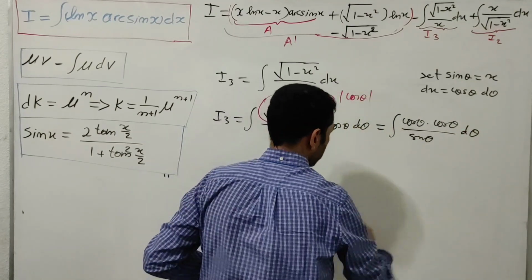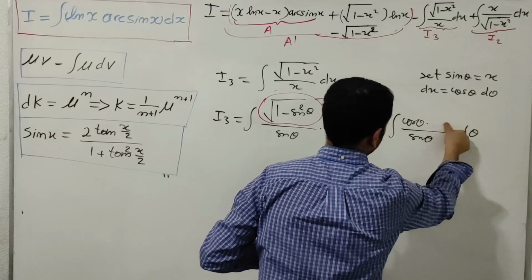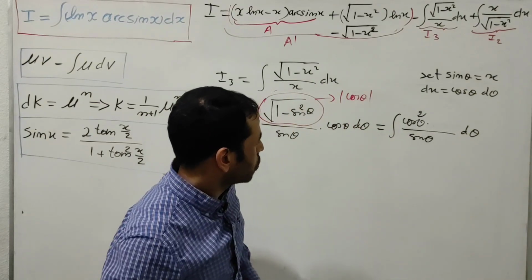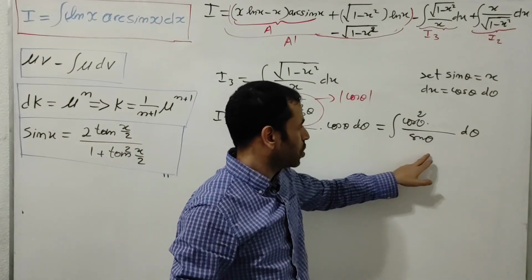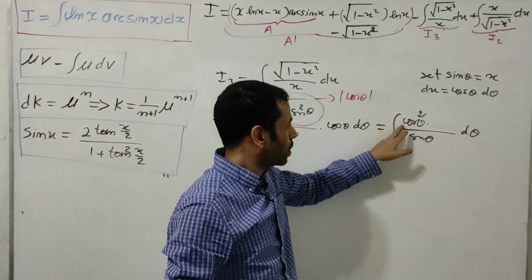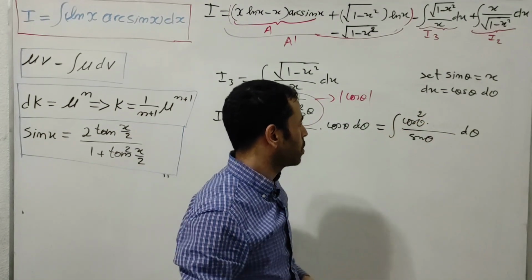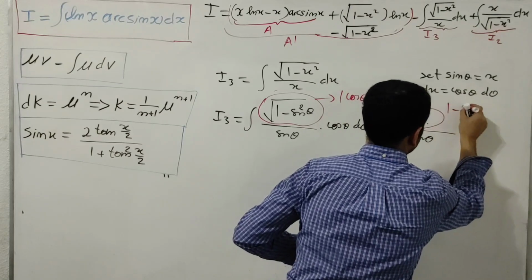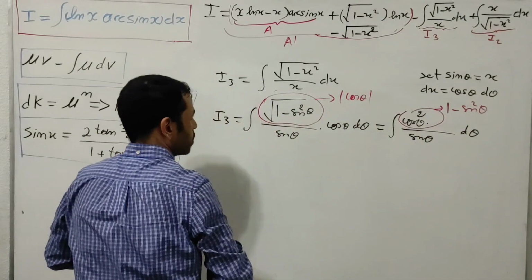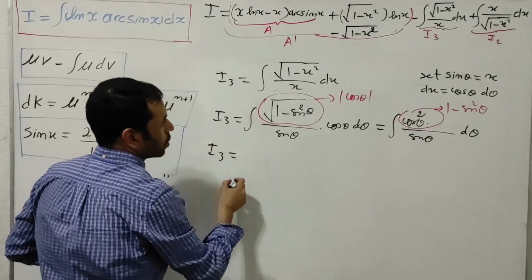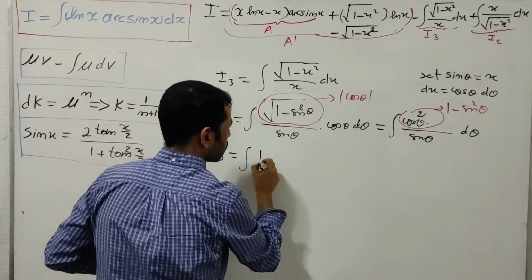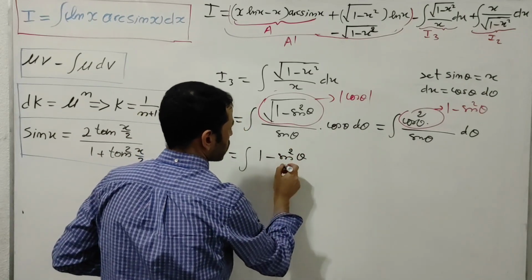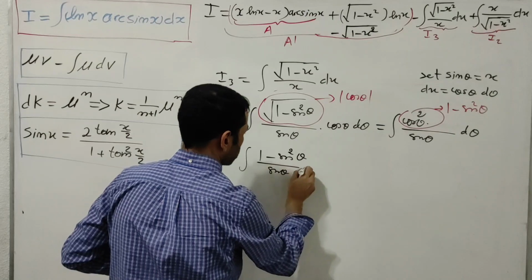So cosine theta, we don't need to put the extra term here, so simply we are going to put the square here. Now, in order to evaluate this one, I'm going to use a trick. By switching cosine square theta by 1 minus sine square theta, I will have I3 integral equals 1 minus sine square theta divided by sine theta d theta.